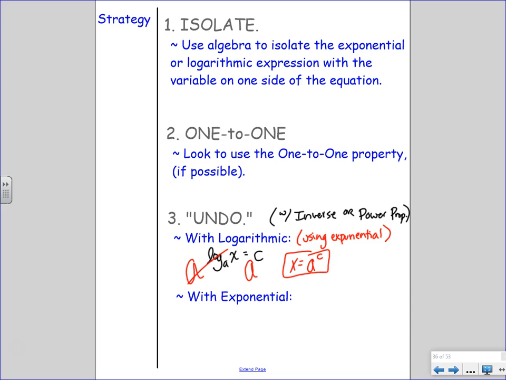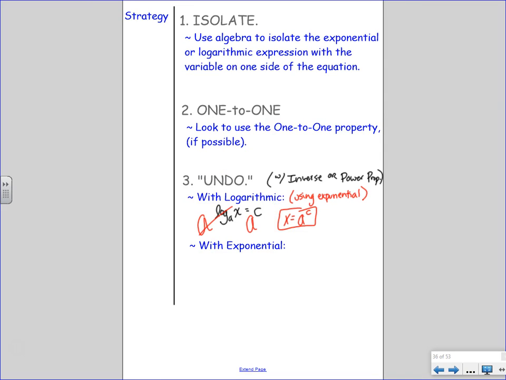Now with exponential. What if I have a to the x equaling b to the c, and let's say I can't make b into a? So we have two different bases and I can't make b match a, so I can't use the one-to-one property. They're two different numbers and I can't make it work any better. What would you do?